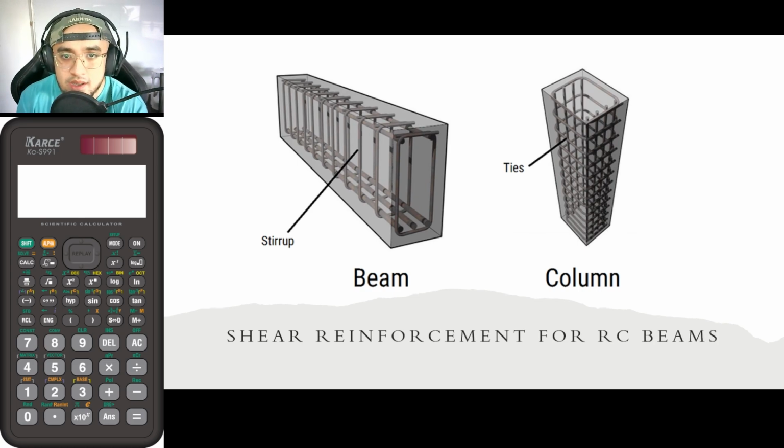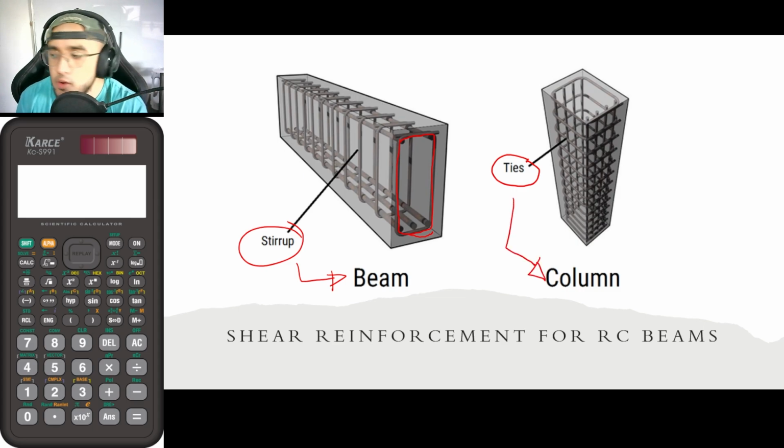So for beams, as you can see, these are now our transverse steel members. These are our shear reinforcement, and we call that stirrups. So stirrups are for beams. And suppose that you are designing the shear reinforcement for columns, that is now called ties. So ties for columns.